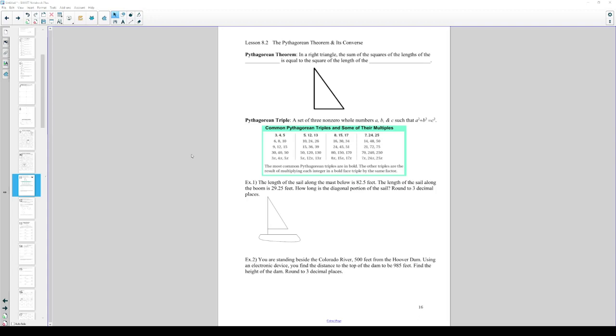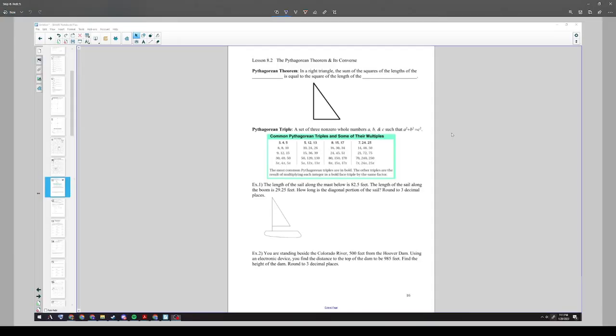We know the Pythagorean theorem says that in a right triangle, the sum of the squares of the lengths of the legs, so those are our two shorter sides, is equal to the square of the length of the hypotenuse. Hypotenuse, importantly, is across from the right angle, so wherever the right angle is, that's the hypotenuse. So this is going to be an important name.